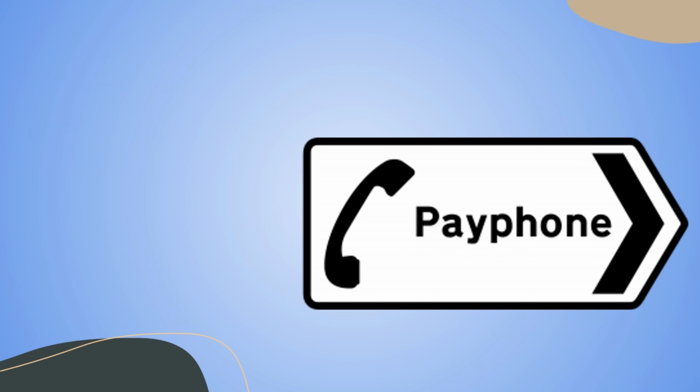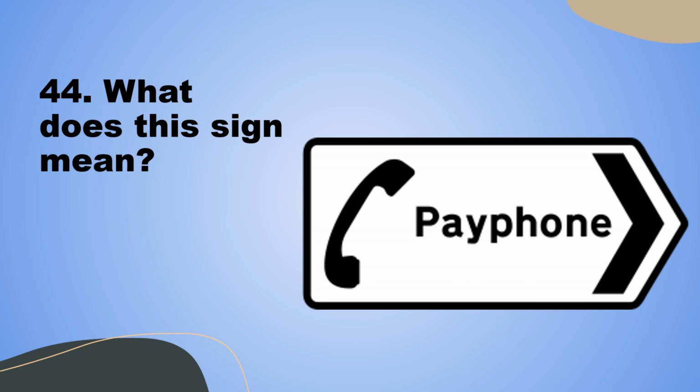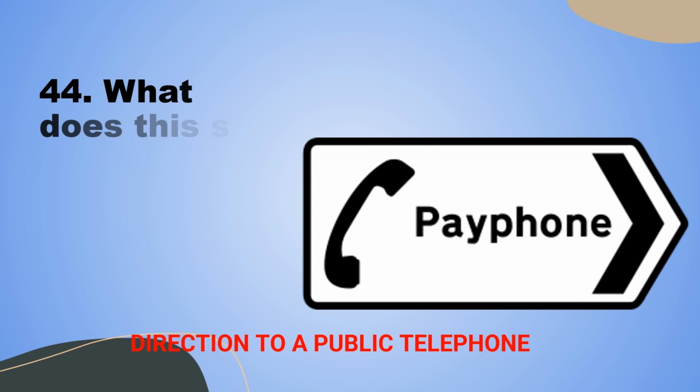Next question. What does this sign mean? Direction to a public telephone. So you can see on this particular sign, it's going to tell you a payphone. You have a phone symbol there, so you can associate the payphone with the phone and the direction, which would be on the right.